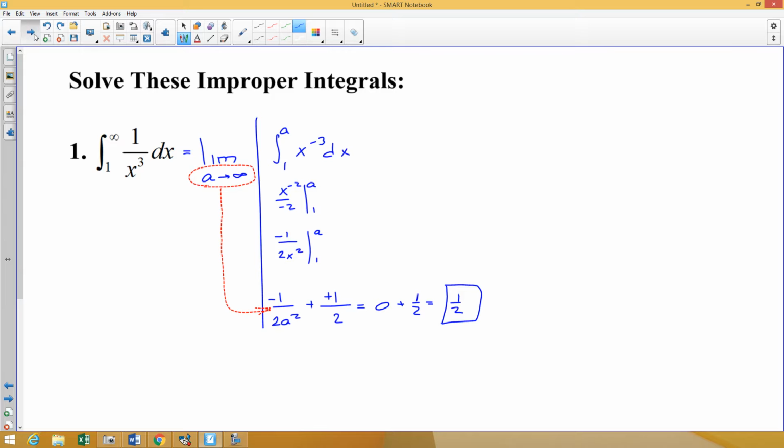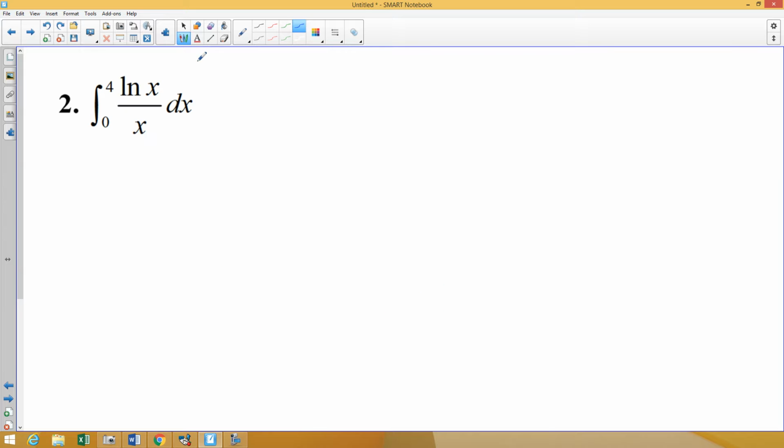Let's look at another one. This one is one of those that's not quite as obvious because the limits of integration are real numbers. However, always pay attention to domain. We have two issues here. One, we are dividing by 0, which is a problem. And the natural log of x by itself has a vertical asymptote at 0 as well. So we have both the numerator and denominator indicating improper behavior or infinite behavior.